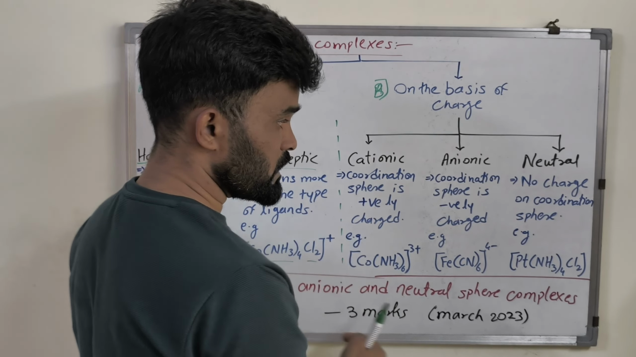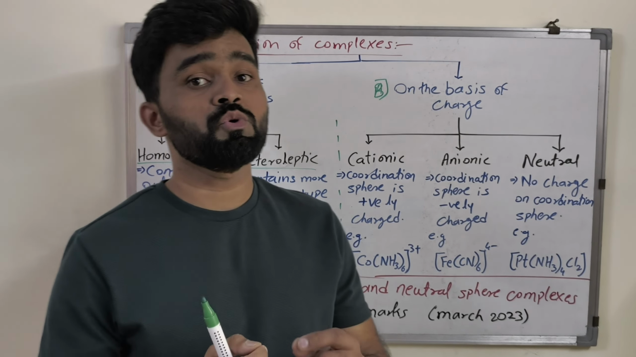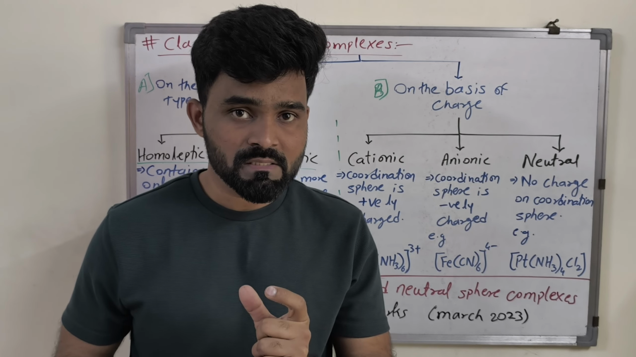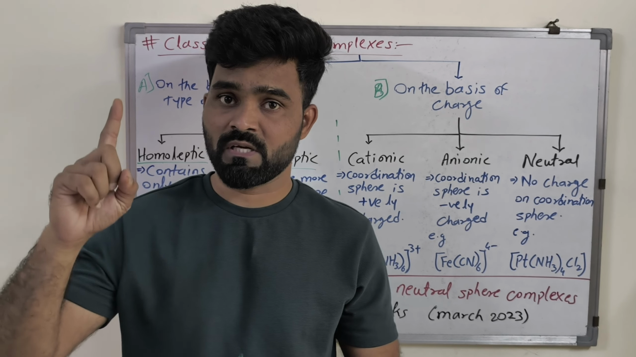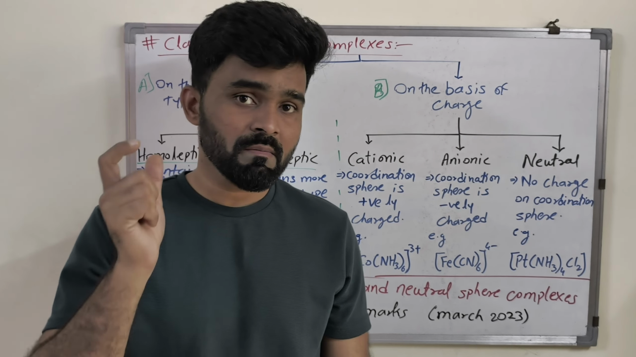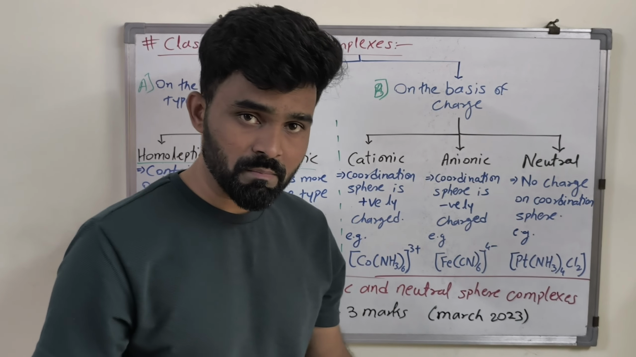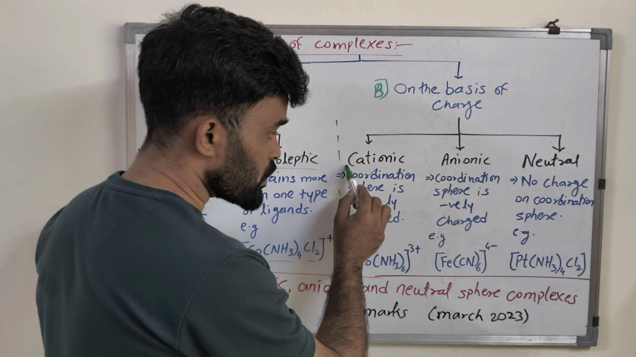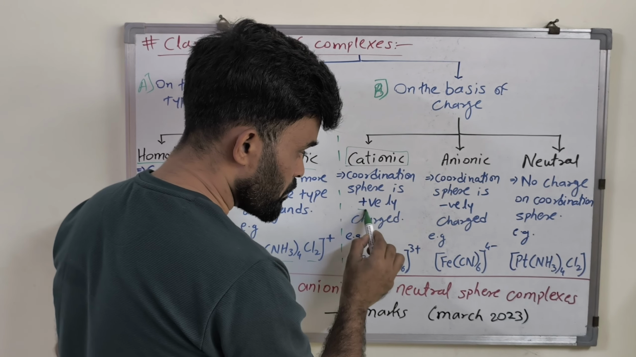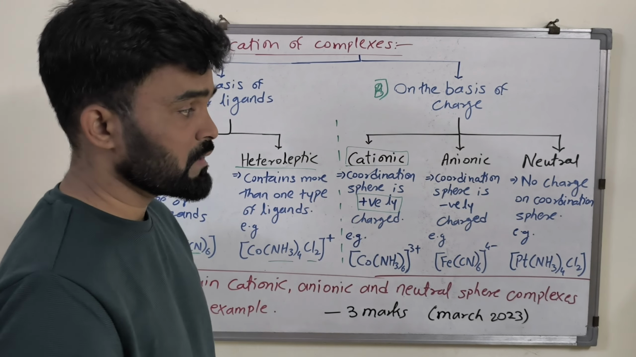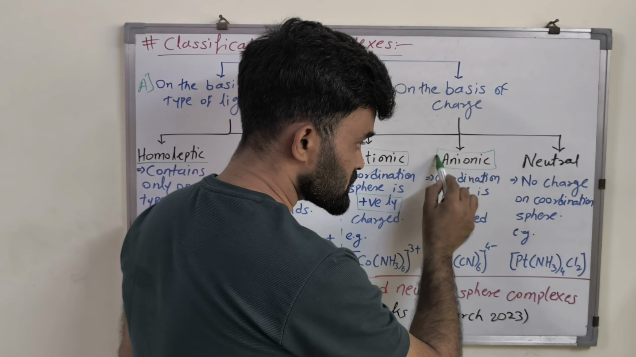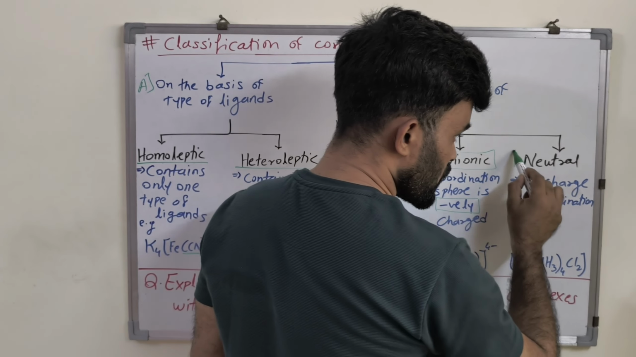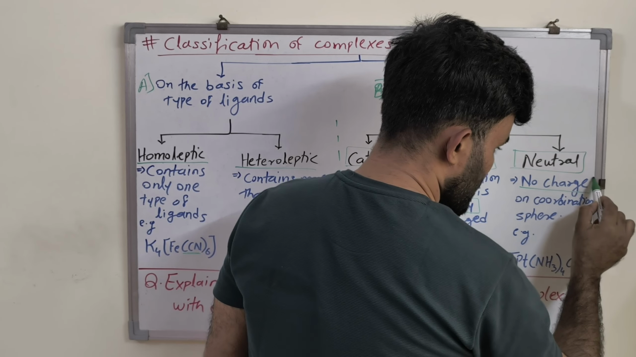Okay, now on the basis of charge, we can classify complexes into a total of 3 different types: cationic, anionic and neutral complex. Now what is meant by a cationic complex? What is a cation? Having a plus charge. What is an anion? Having a minus charge. Neutral means there is no charge on it. Simple. So when I say cationic complex, it will have a positive charge. When I say anionic complex, it will have a negative charge. When I say neutral complex, it has no charge.